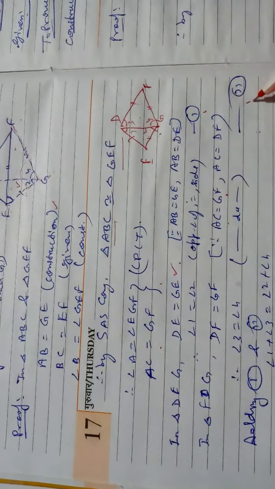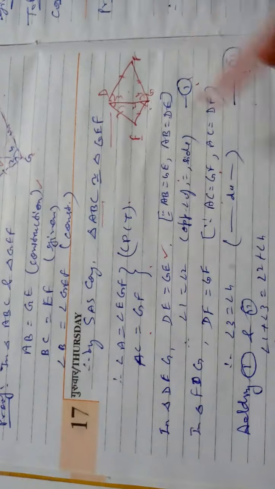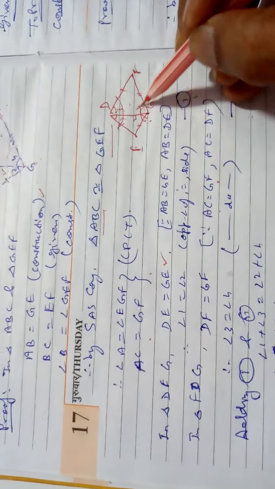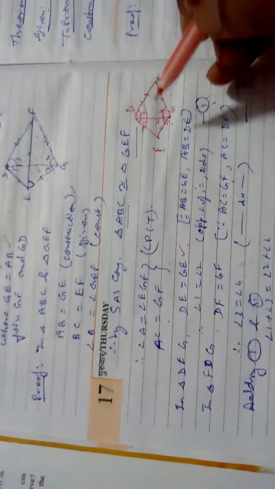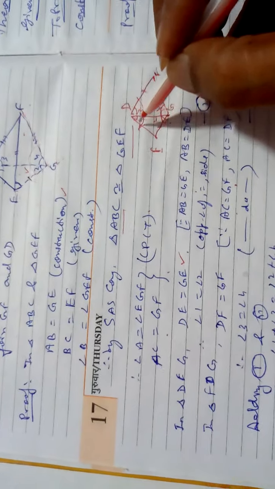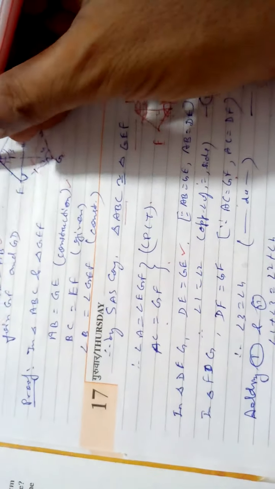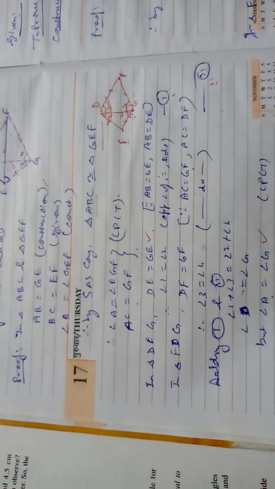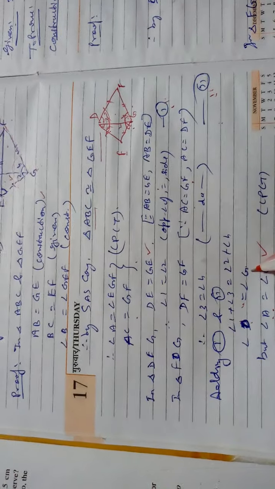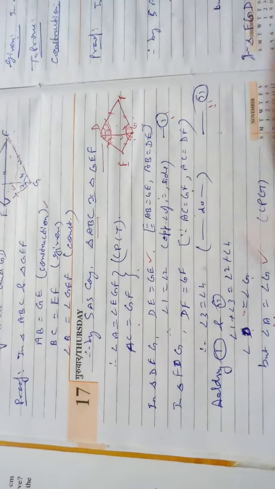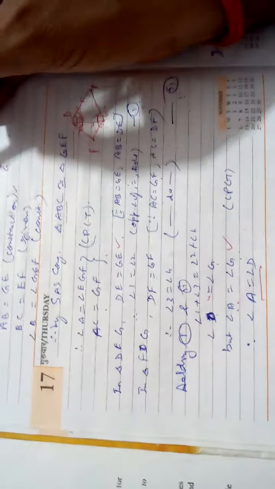These two equations you are getting, adding these two, you will get 1 plus 3 is equal to 2 plus 4. So this whole angle is equal to this whole angle. Angle D is equal to angle G. But angle A is equal to G by CPCT, not given.